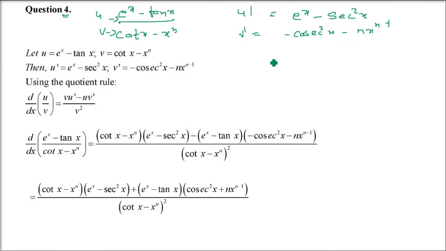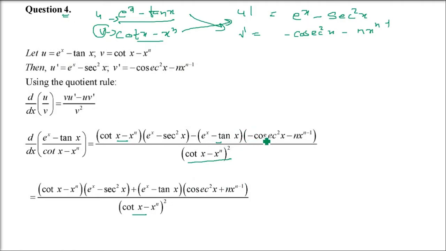So now we will multiply first v with u dash. Denominator you have cot x minus x raised n whole square. I am not writing it. Numerator will be what? Cot x minus x raised n multiplied by e raised x minus sec square x. So we are multiplying it here. So this is the first one. Second one is u into v dash. That is e raised x minus tan x here, and minus cosec square x minus n x raised n minus 1 is here. So you don't have to do anything.